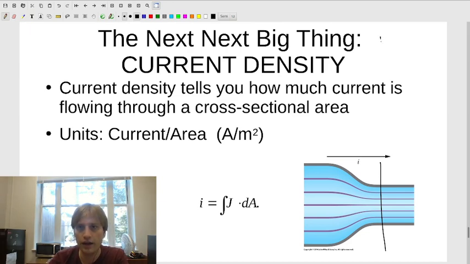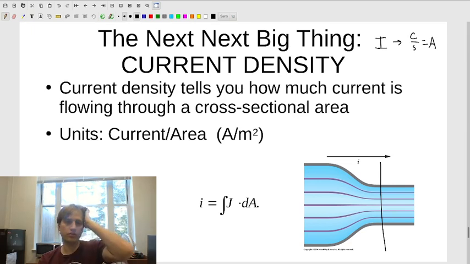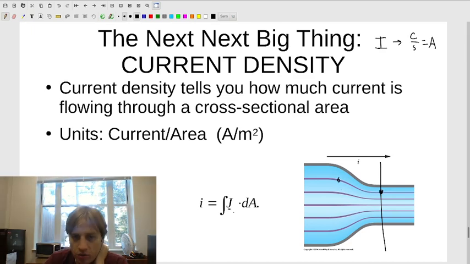And so your I, your current, is in coulombs per second, which is an amp. I being current. Now the current density tells you how much current is flowing through a cross-sectional area, but it tells you about how much current is flowing at each section. So we could just look at one point here, and then J would be more like a flux, current per area. And then if you integrate that over this surface area, you would get the current.